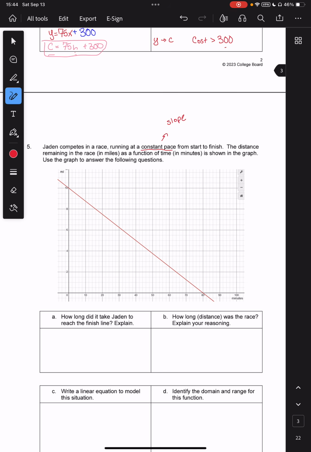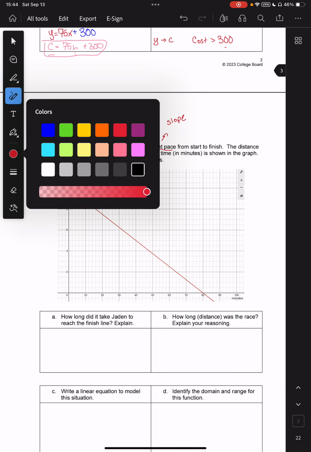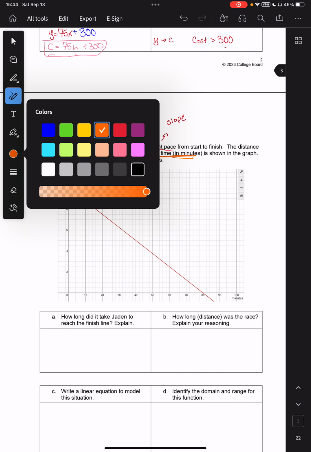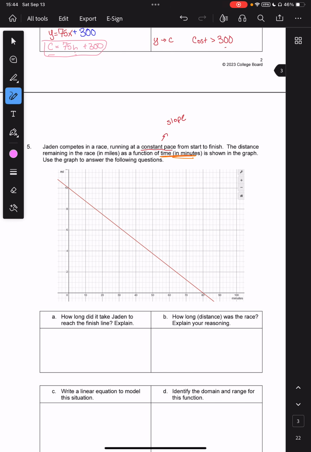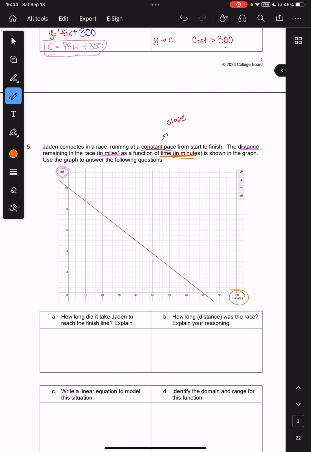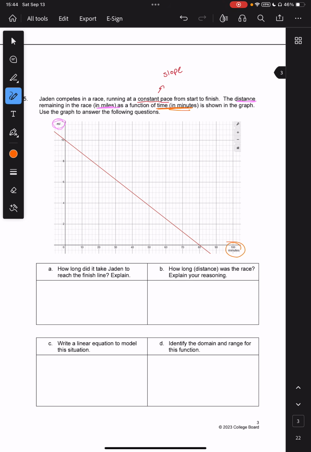So, since he's running at a constant pace from start to finish, the distance remaining in the race as a function of time is shown in the graph. Use the graph to answer the following questions. It says that the time is in minutes and the distance is in miles. As we can see, miles is on the y-axis and time in minutes is on the x-axis. So the question down here is asking, how long did it take Jaden to reach the finish line?